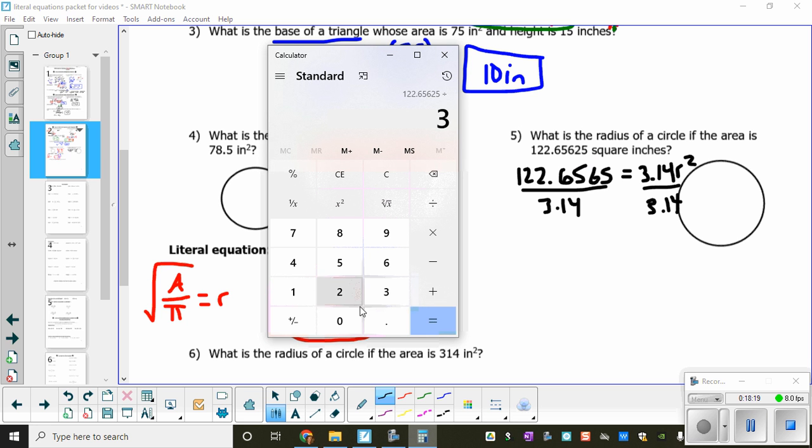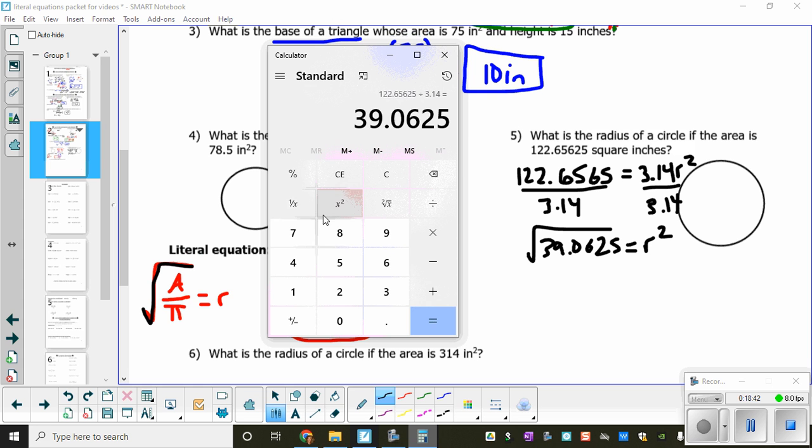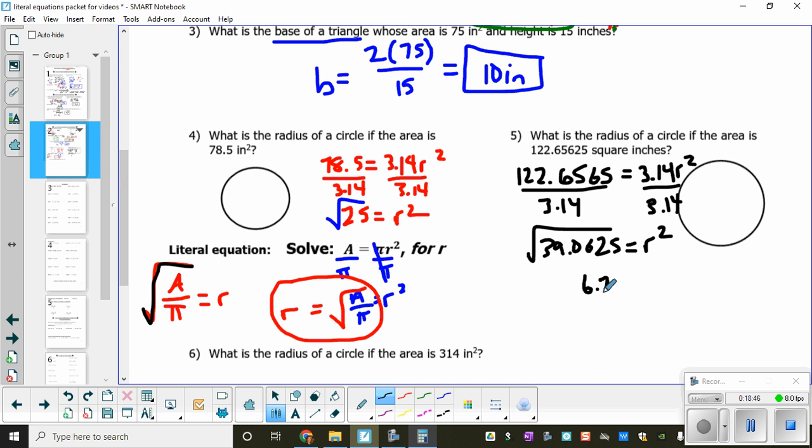We're going to divide it by pi. And that is 39.0625. So 39.0625 is r squared. So now I'm just going to take the square root of this. So I'm going to take the square root of the answer that I got here, and I will have r. So when I take the square root of this, I get a 6.25. So we know the radius is a 6.25.